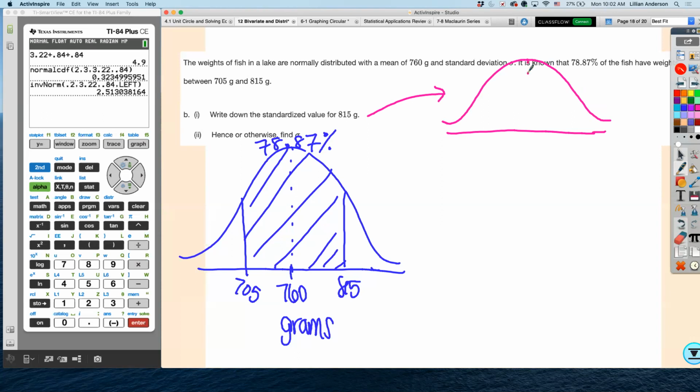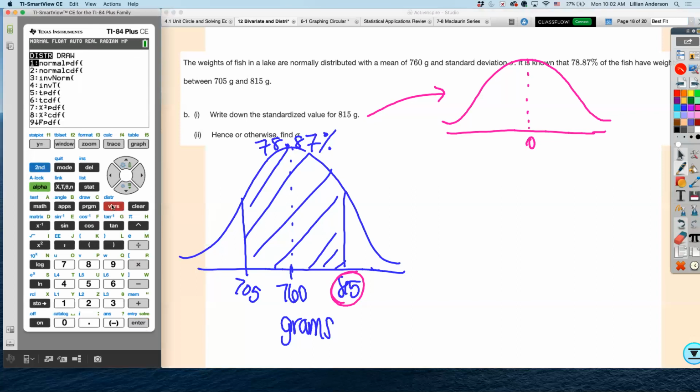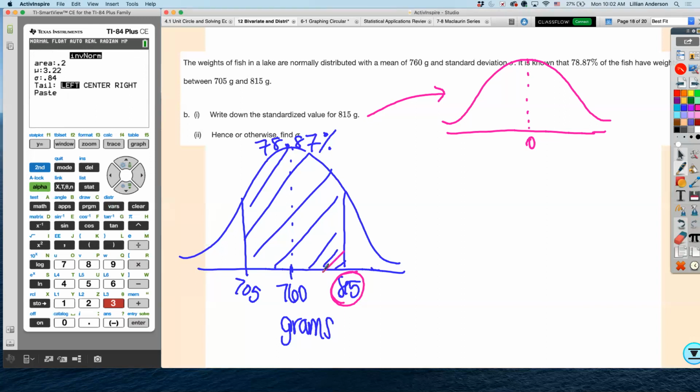Because what we know is that we're trying to figure out where this value corresponds on a standard normal distribution curve. So when we go in to our calculator and we go to inverse norm, for the area, I need to essentially represent all of the area that is to the left of that value. And I'm using left because the majority of us have the calculator that doesn't have the tail feature.